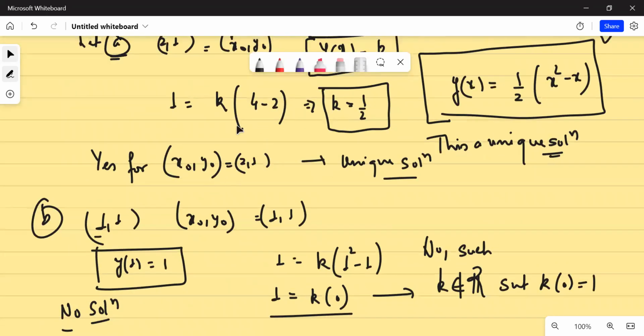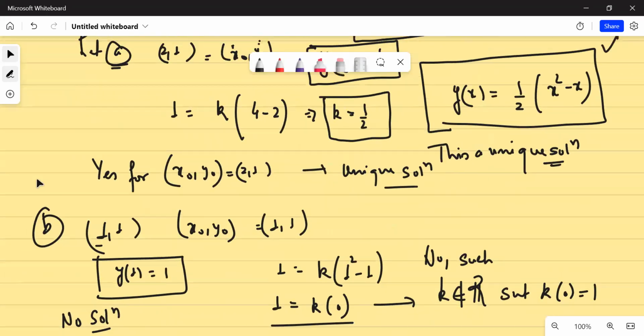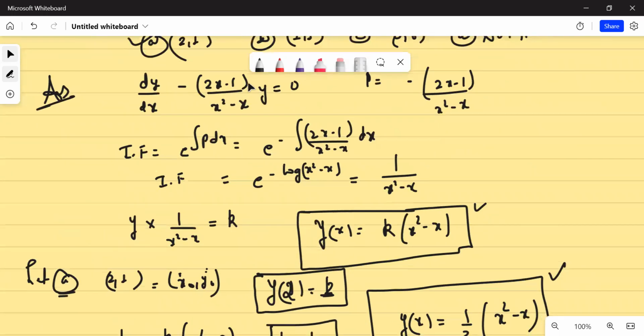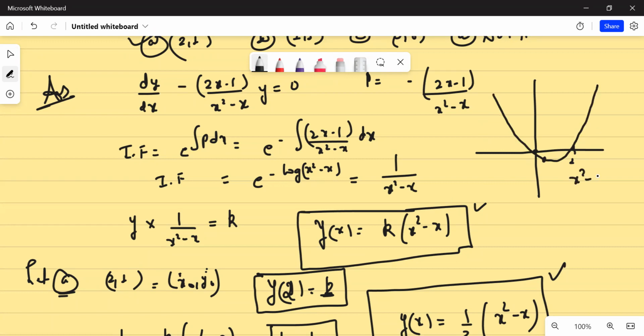1 comma 1, understood? Is this the solution? This is the trajectory. What is this? x square minus x. If you take k as positive, here put 0, here put 1. This is a quadratic equation. This is your solution, x square minus x, given your k is positive.